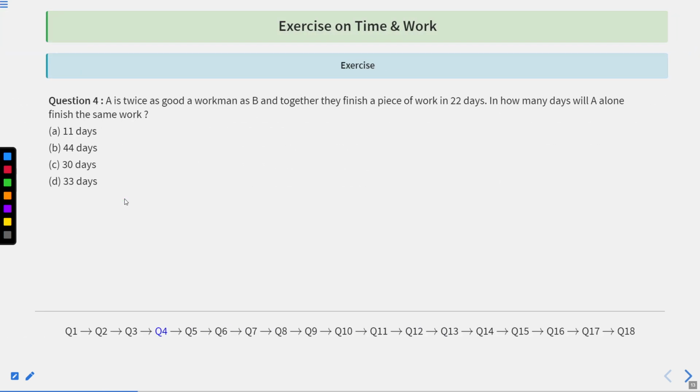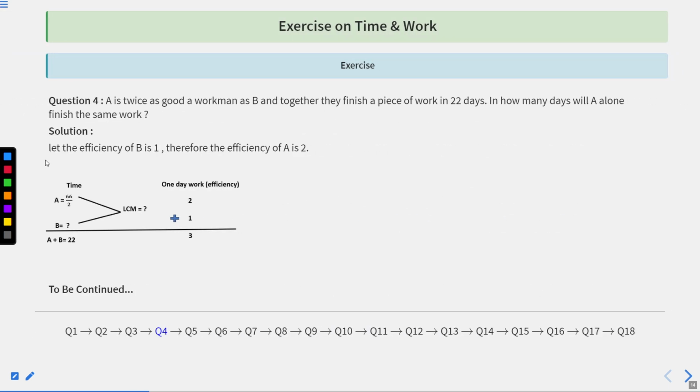Moving to question number 4. A is twice as good a workman as B, and together they finish a piece of work in 22 days. In how many days will A alone finish the work? So let us suppose the efficiency of B be 1. Therefore, the efficiency of A is going to be twice of B. That means efficiency of A will be 2.